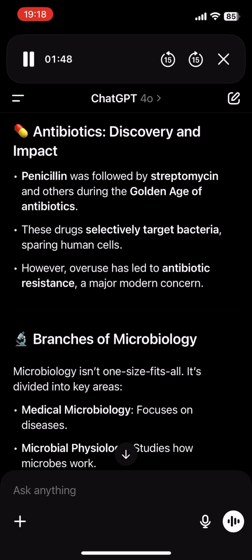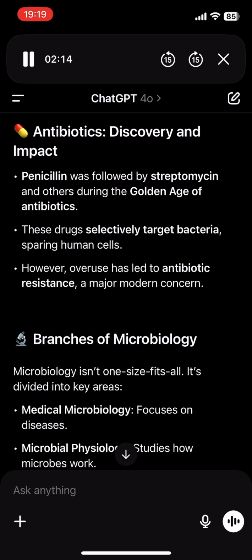Branches of microbiology. Microbiology isn't one size fits all. It's divided into key areas. Medical microbiology focuses on diseases. Microbial physiology studies how microbes work. Environmental microbiology examines microbes in nature. Industrial microbiology uses microbes to create products like acids and bioplastics. Food microbiology investigates spoilage and safety.